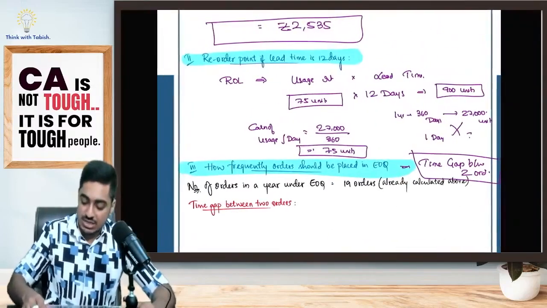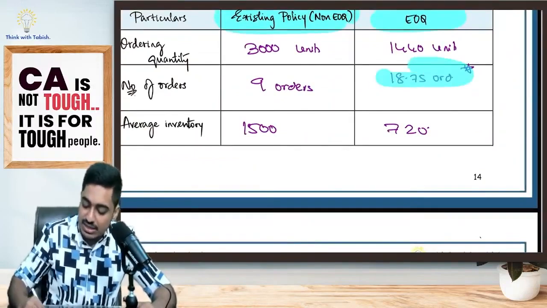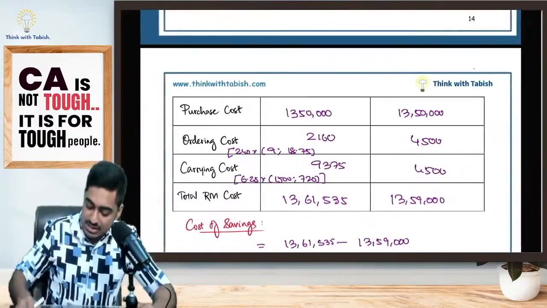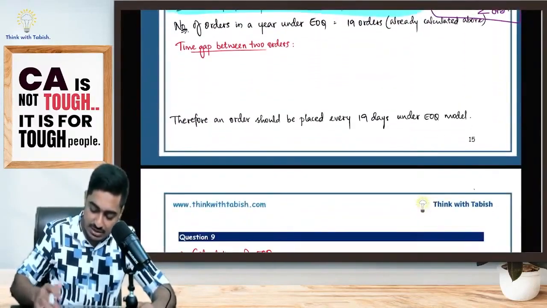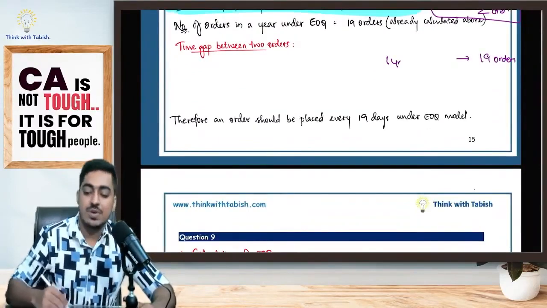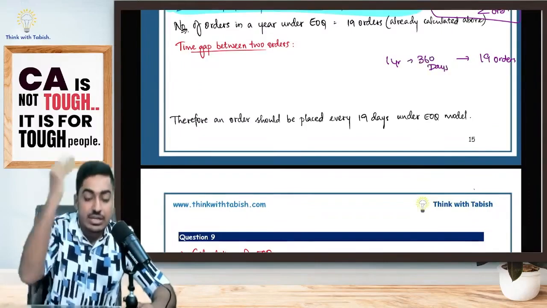Now tell me one thing, students. In case of EOQ, how many orders am I placing in a year? 18.75 orders or 19 orders in 1 year. Yes or no, everyone? So look at this, boss. In 1 year, I am placing 19 orders. In 1 year, how many days are there? In 360 days, we are placing 19 orders.